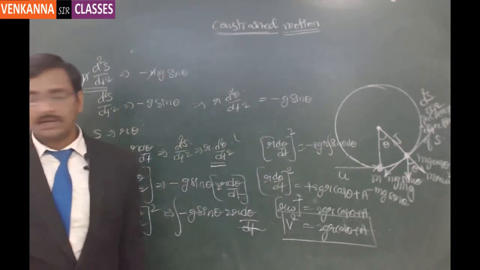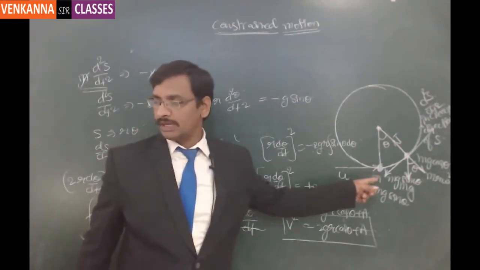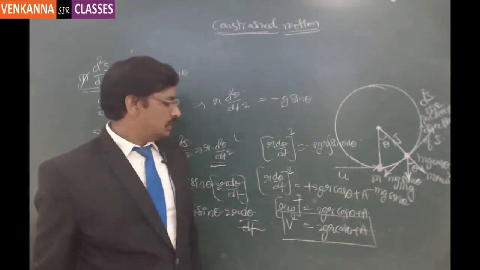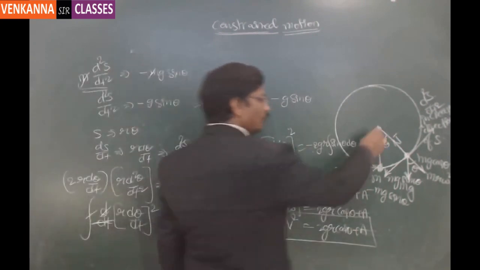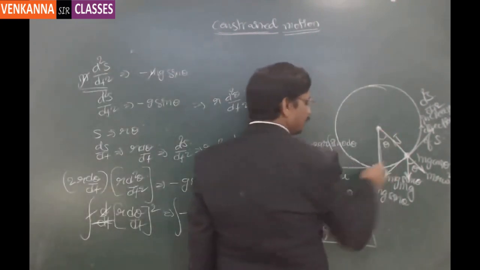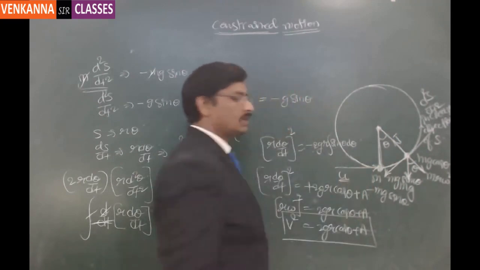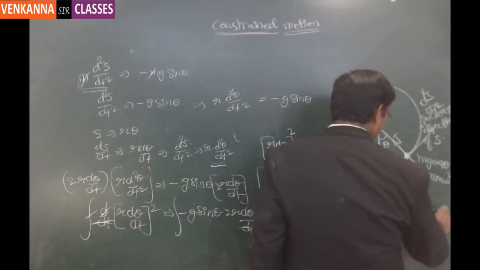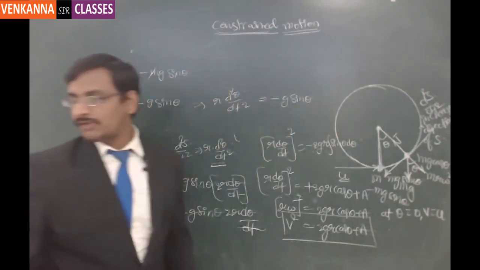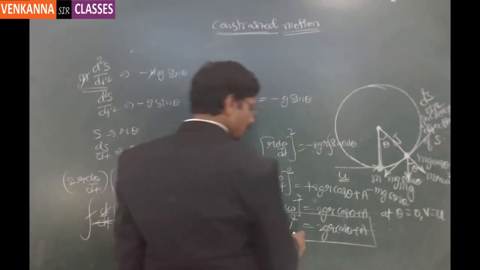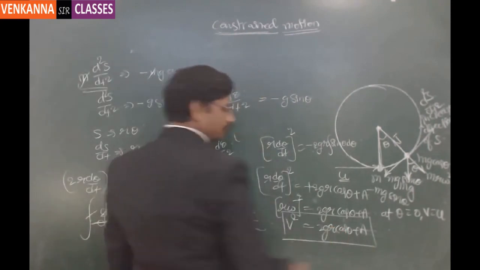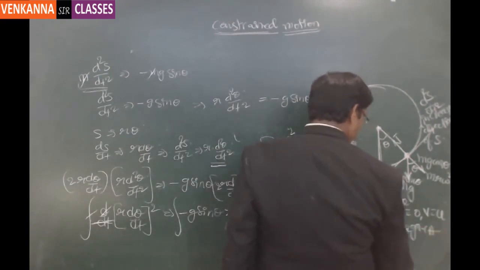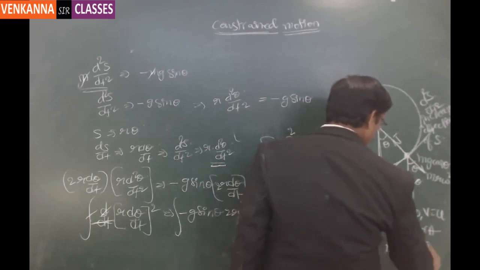So this is the fundamental relation of this motion, right? v square is equal to 2gr cos theta plus A, A being the arbitrary constant. Now at theta equal to 0, this is the location where you have given an initial velocity of u. So at theta equal to 0, v is equal to u. If you substitute that value in this relation, then u square is equal to 2gr plus A, or A is equal to u square minus 2gr.